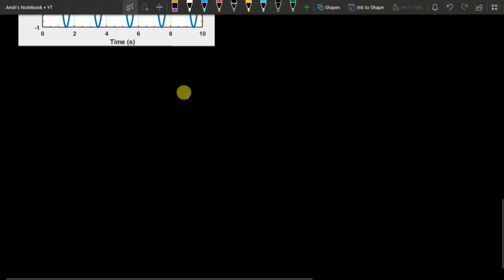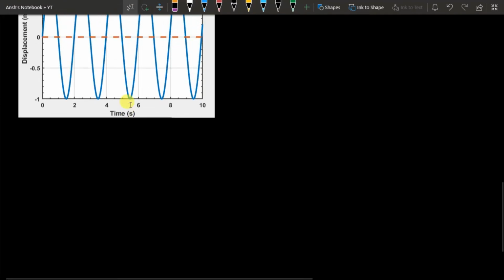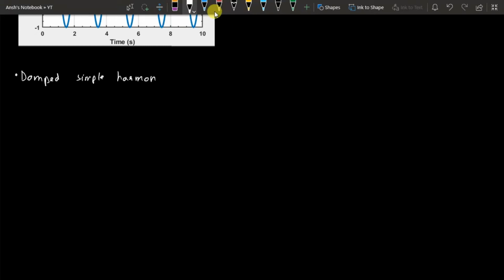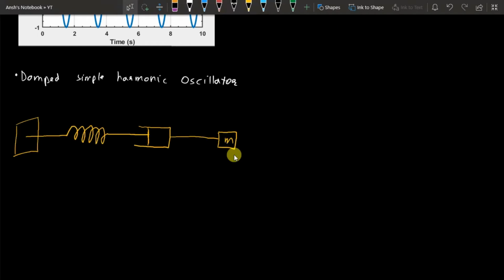So now let us start with the damped simple harmonic oscillator. We will solve the differential equation for the damped simple harmonic oscillator. But let's see what a damped simple harmonic oscillator is.